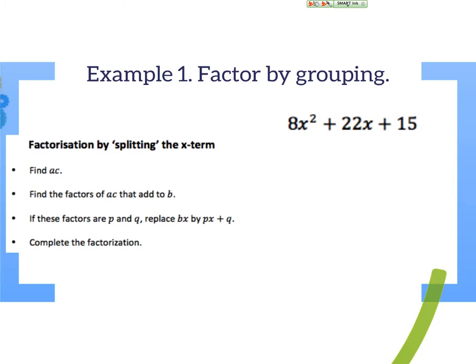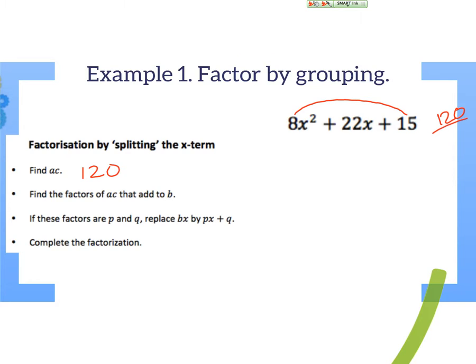So if I start first by finding AC, so I have to multiply 8 times 15, and I usually just like to write that off to the side. I'm going to write it here as well just for these notes, so it goes along with it. So I multiplied 8 times C. 8 times 15 is 120.